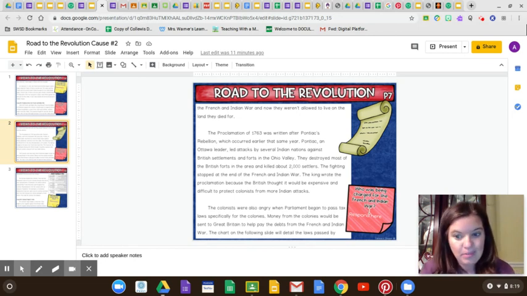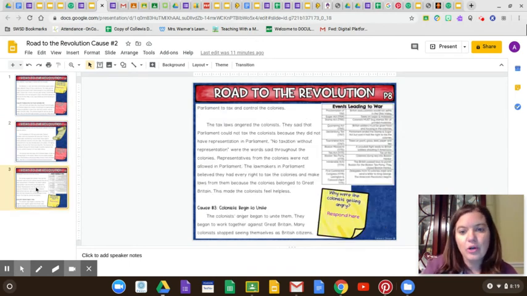We kind of just talked about that. You will find that in here, but somebody is paying for the French and Indian War, and they feel that it's unfair and unjust. Who is it? Okay. And then on the 3rd slide, it gives you a bunch of events that are leading up to the war. Why were the colonists getting angry?